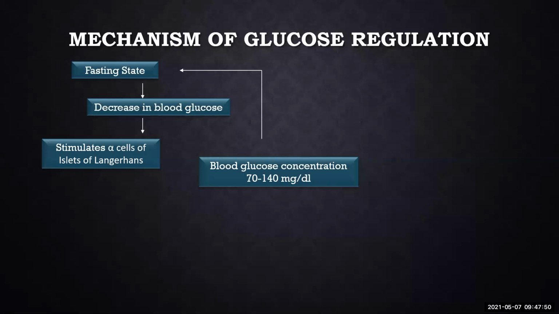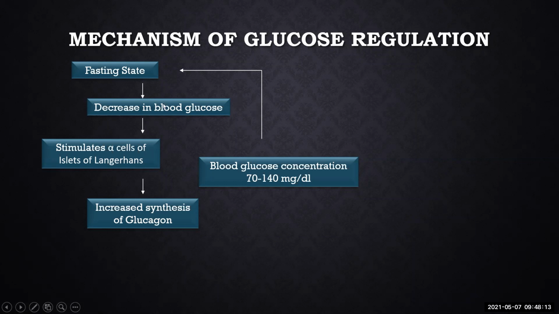Alpha cells are responsible for synthesis of a hormone called glucagon. Glucagon is a hyperglycemic hormone. Its role is to increase blood glucose level in the body. So whenever the blood glucose becomes less, our body compensates for this by increasing the synthesis of glucagon.